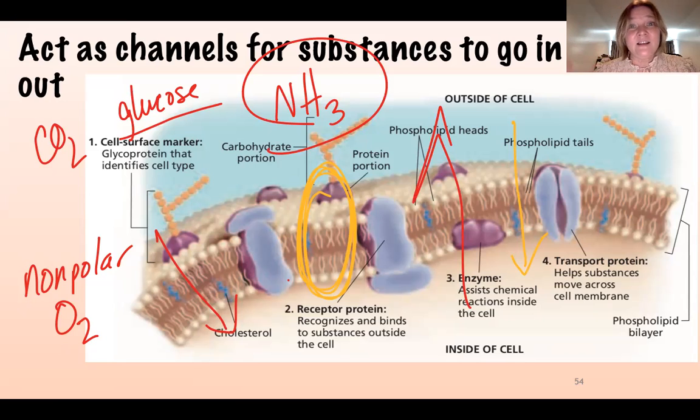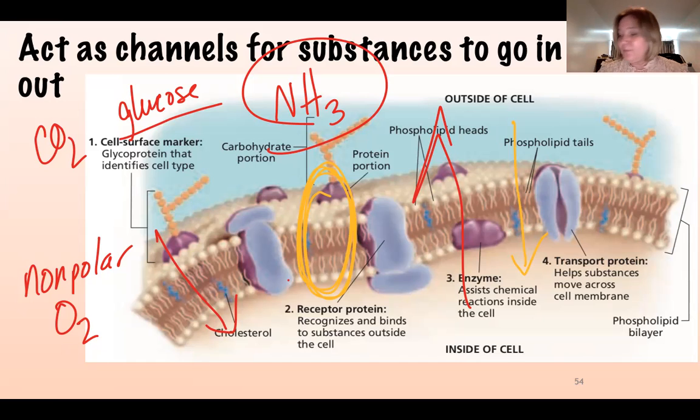But ammonia is a very polar molecule, so it cannot go through the lipid bilayer. It has to go through an integral protein. So the other important thing to understand about channels as far as the cell membrane goes is that, because they're proteins and proteins have a specific shape, which is dependent on their function, or their function is dependent on their shape, every substance that gets transported through a protein has its own unique protein in the cell membrane that it can go through.